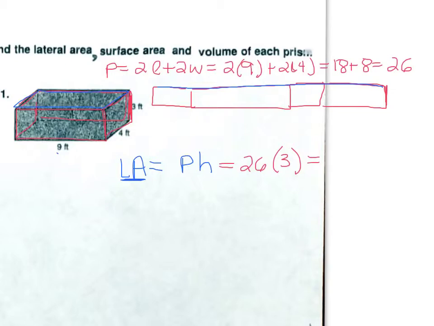Multiply those two numbers. 3 times 6 is 18, carry 1, 3 times 2 is 6, and 1 is 7. So it's 78, and it's feet times feet, so it's square feet. So the lateral area is 78 square feet.